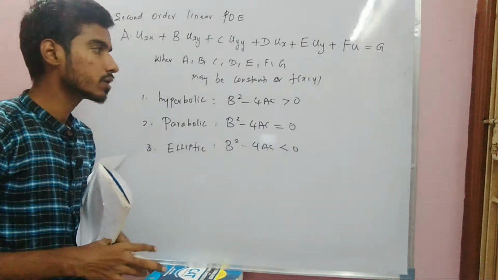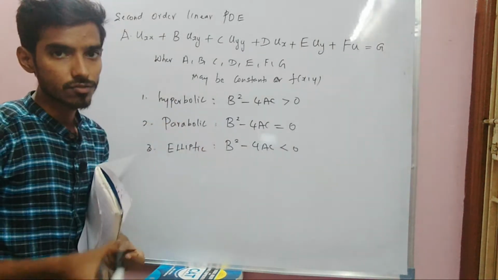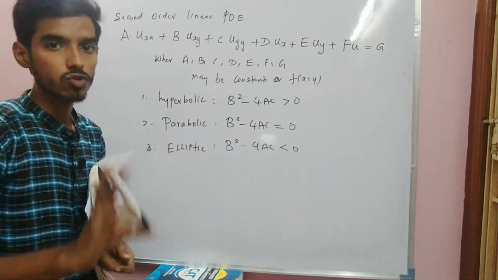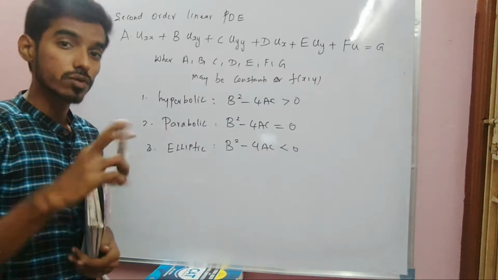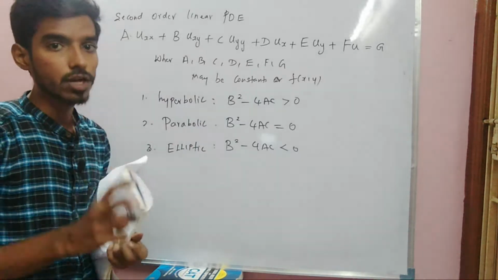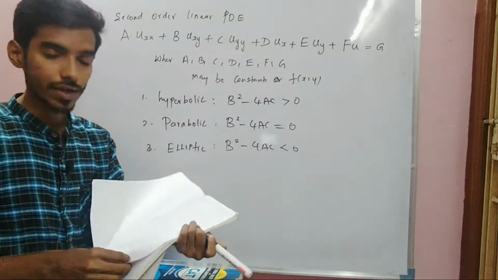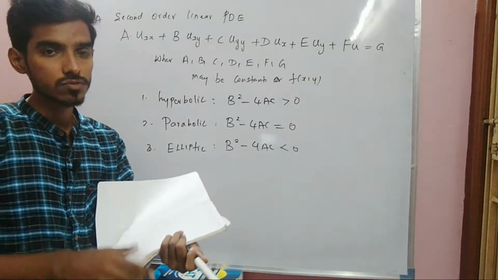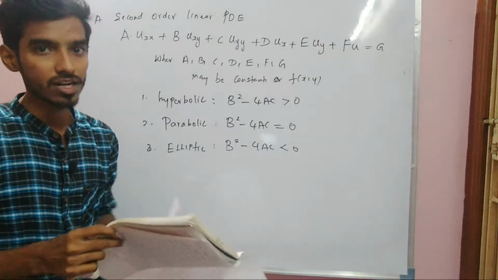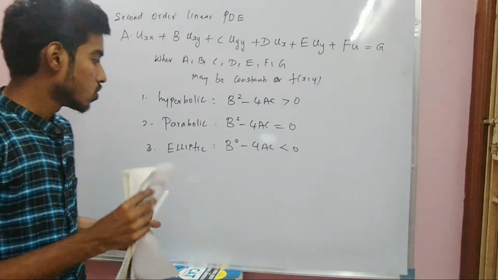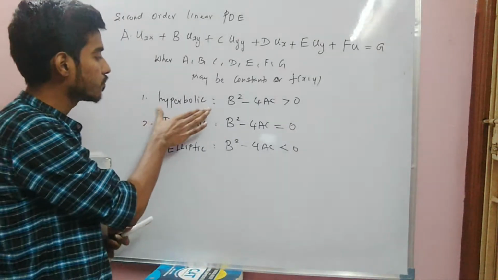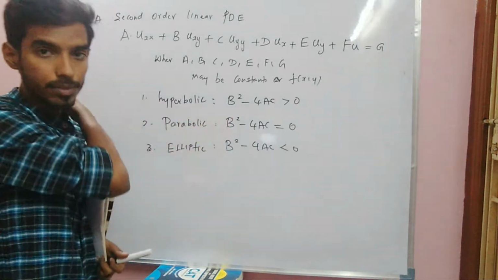So I am going to follow a different method for finding the canonical form. In the book you will find a different method, but it is very difficult to follow in the book. So I am using another method to find the canonical form. This will be very easy for you, but you cannot find this method in any book. So first, hyperbolic, parabolic, elliptic.